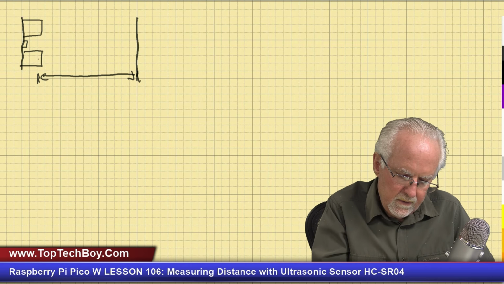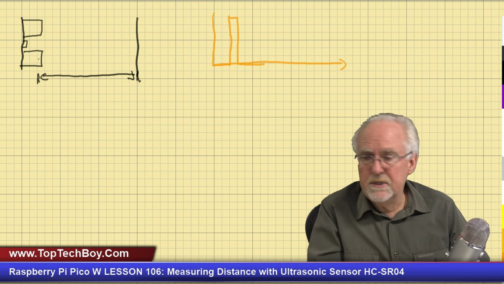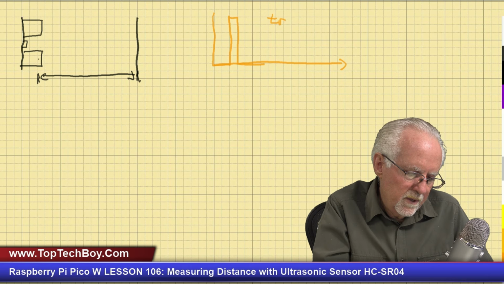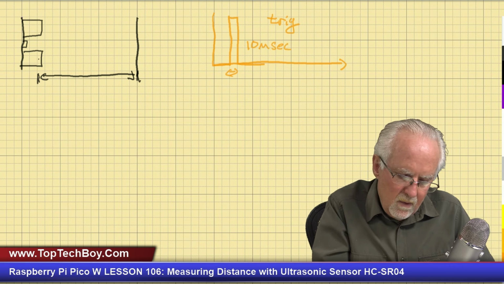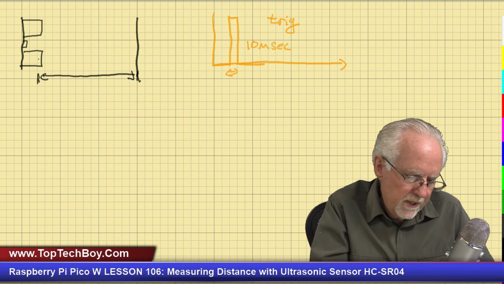Let me see if I can get a color here. All right, so how does this thing work? Well, you've got the trigger pin, and on your trigger pin, you want to generate a 10 microsecond pulse. So this is the trigger pin. I will call that trig. And then what you want to generate here is 10 microseconds, like that.